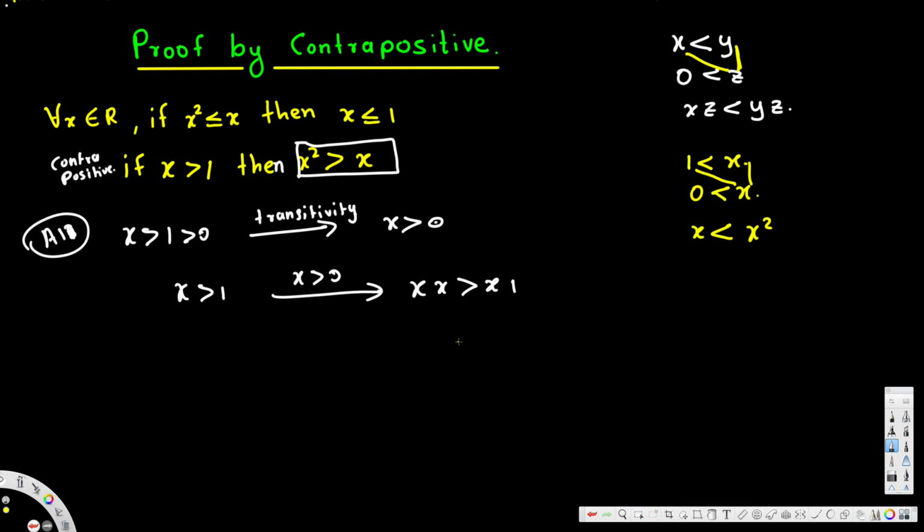Now we have this one, then we can say x square is less than x times 1, which is equal to x by identity of multiplication. That's axiom number 7. By axiom number 7, you can say 1 times x, or x times 1, is equal to x. So this is what we want to prove, right? This is proved right here. Therefore this one is proved. And that's how we do the proof by contrapositive.